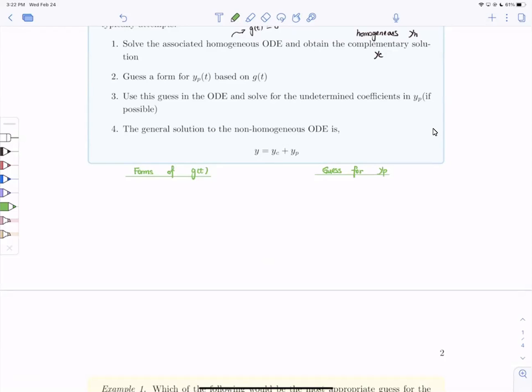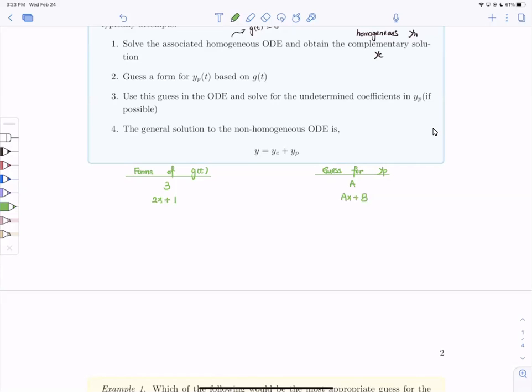So for example, if your g of t is a constant, such as 3, then your guess for your yp should also be a constant. So let's say the constant a. You plug it in and decide what your a is afterwards. The other thing is we can have a polynomial, for example, 2x plus 1. Then you see that this polynomial is a linear term, so your guess should be linear as well. So you should have ax plus b.